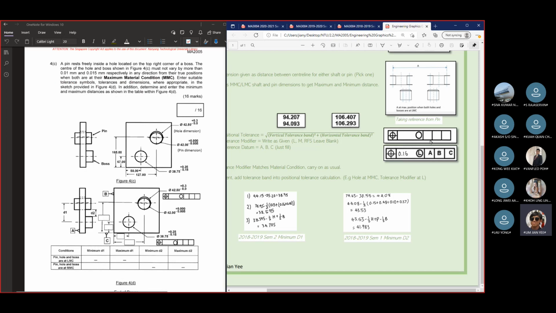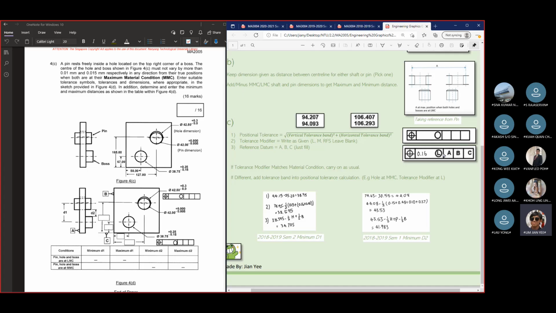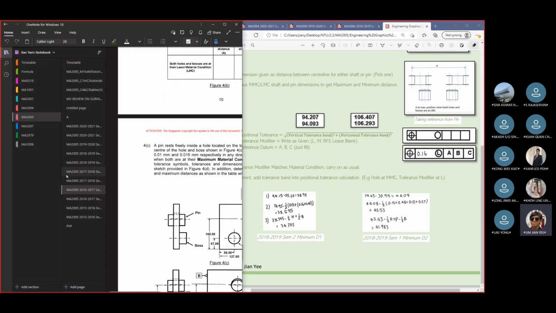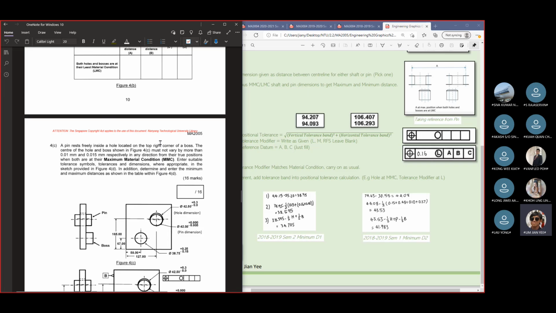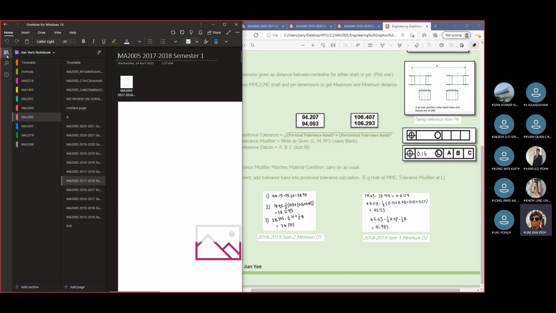And something that was phased out, but I guess you can bring back every time, is the letter inside the small circle. So as you can read from this paper, what year is this paper? 2016, 2017. Quite an old paper, right? It says respectively in any direction from their true positions when both are at their M and C, maximum material conditions. So both of these will be M. Then I go to another year.